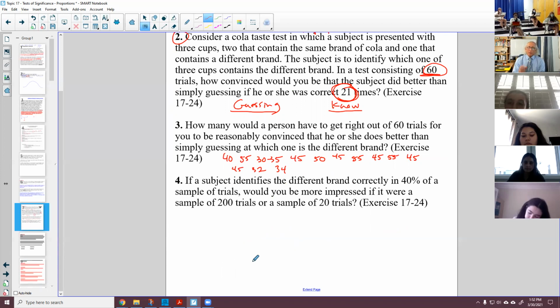If a subject identifies the Pepsi correctly in 40% of the sample trials, would you be more impressed if it were a sample of 200 trials or a sample of 20 trials? A trial is tasting all 3 cups, and they get the Pepsi right 40% of the time. Are you more impressed if they do that in 200 trials or 20 trials? And why? I'll take a volunteer on this.